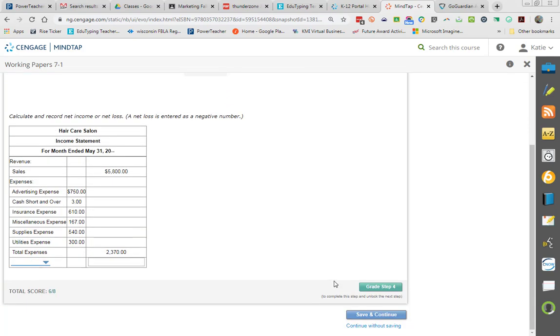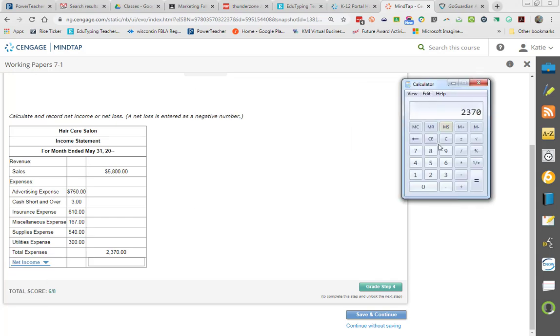So now we're going to calculate our net income or net loss. If I look here, my sales is $5,800. My expenses are $2,300. Which one's bigger, my revenue or my expenses? Revenue. So that means this word right here has to be net income, because we have $5,000 compared to $2,000. So I have a net income.